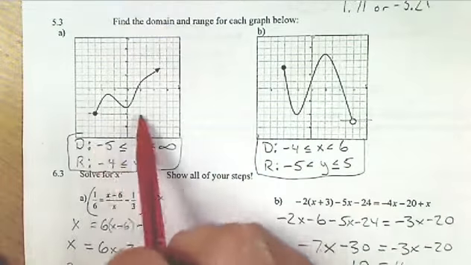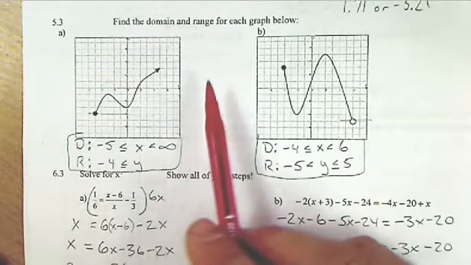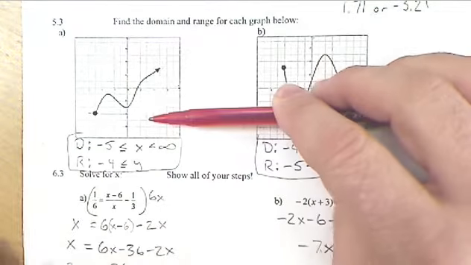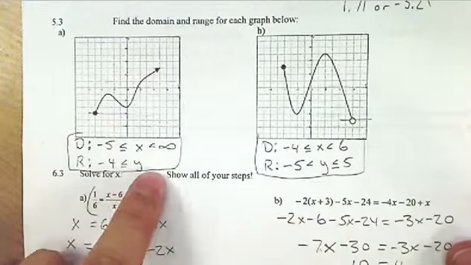Domain is your possible x values, so my lowest x value is negative 5. My largest one is infinity. My lowest y value is negative 4. And my highest y value goes all the way to infinity. So you could write it or not.